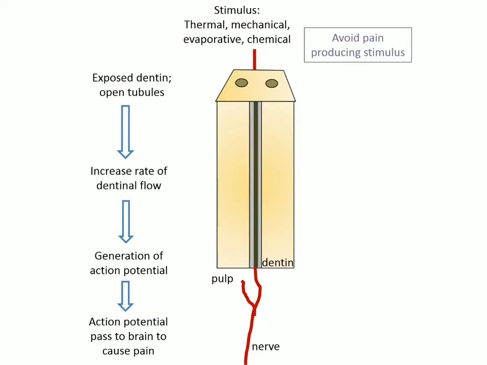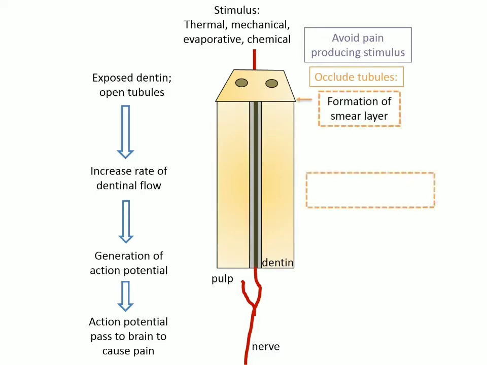The second method is occluding the dentinal tubules. We saw that in the exposed dentin, the dentinal tubules open up, leading to turbulence in the dentinal fluid flow. So if these tubules are occluded, it will result in pain alleviation. The tubules can be occluded via formation of a smear layer, or by increased formation of intratubular dentin, as we saw in the previous presentation that dentin has tremendous reparative potential.